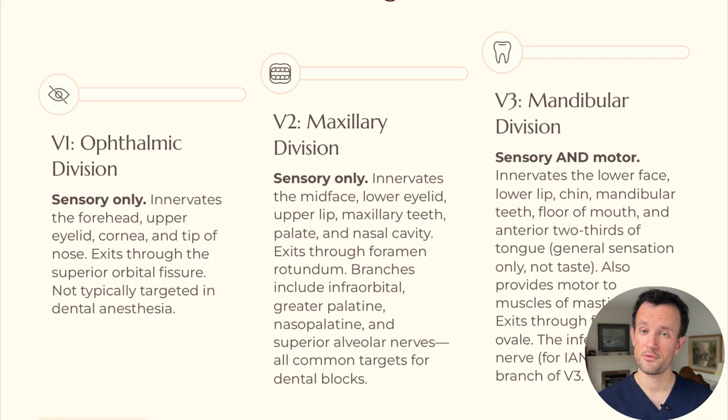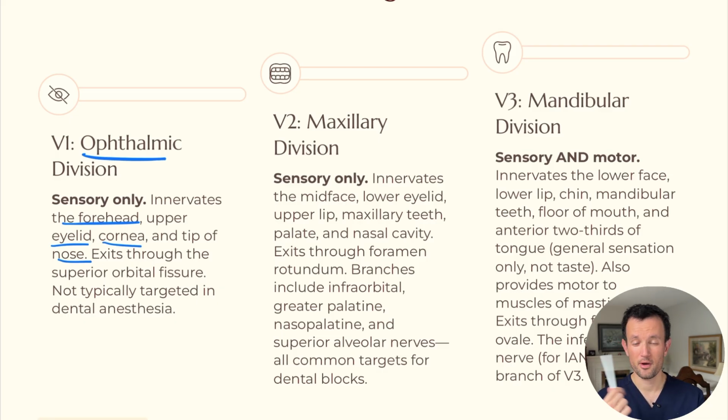We have 3 divisions of the trigeminal nerve. Ophthalmic division innervates the forehead, the upper eyelid, the cornea, tip of the nose. So that's up here. Remember, it's not moving the eye. That's a different cranial nerve. This is just the muscles and skin around there.